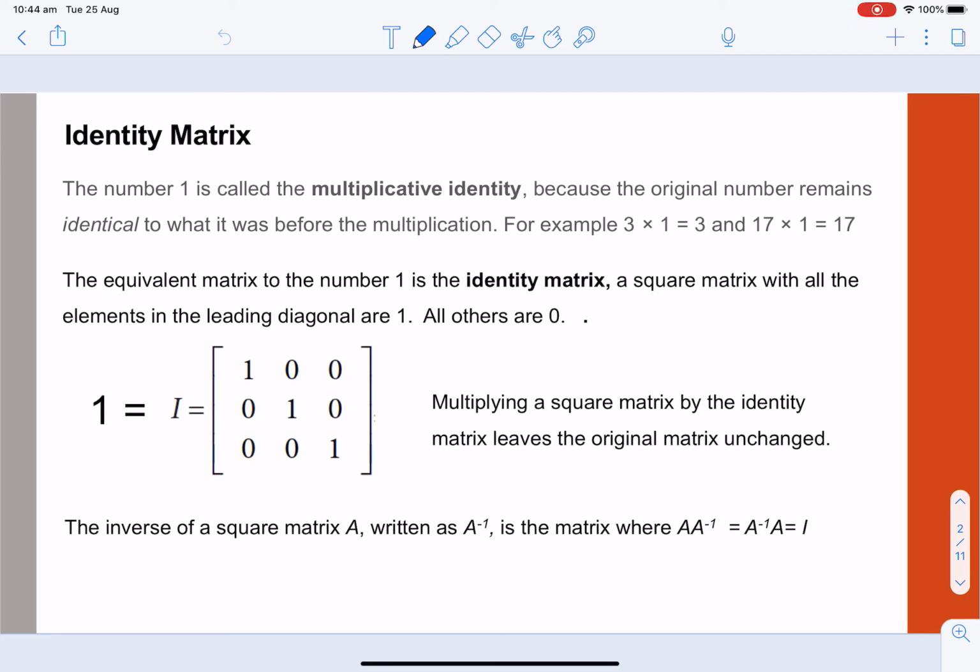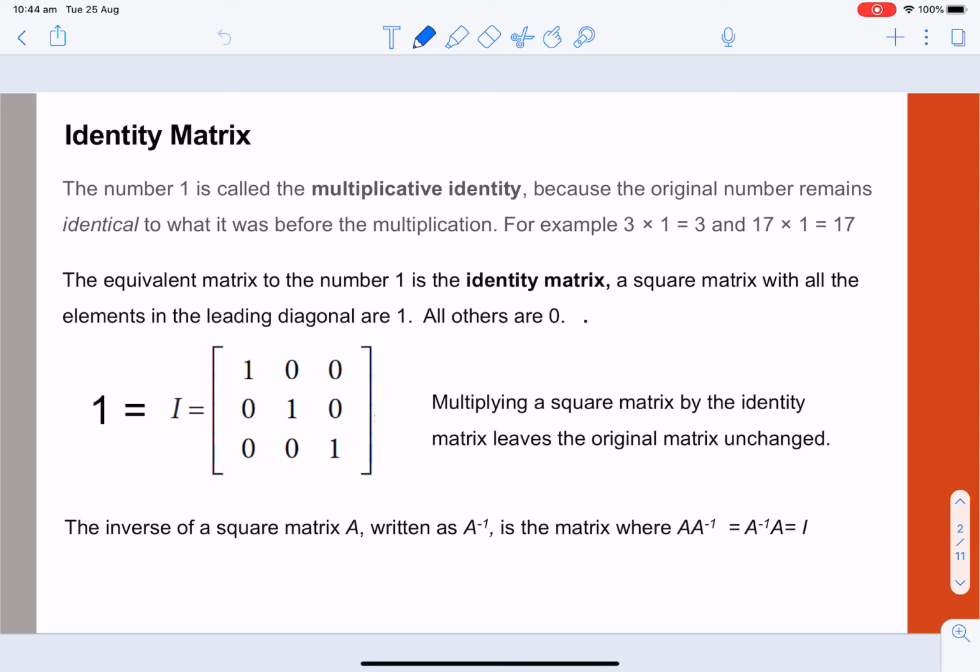The identity matrix. The number 1 is called the multiplicative identity because the original number remains identical to what it was before the multiplication. For example, 3 times 1 equals 3, 17 times 1 equals 17. So that original number, that 3 and that 17, does not change when multiplied by 1. The equivalent matrix to the number 1 is the identity matrix.